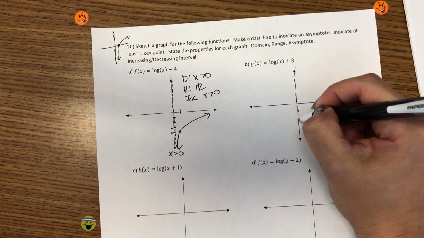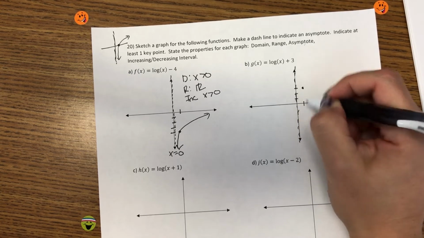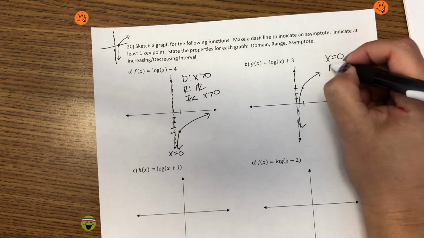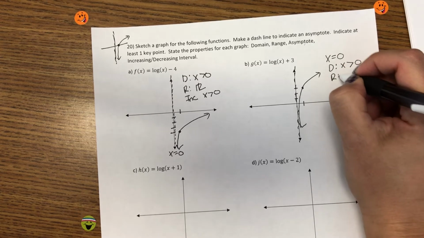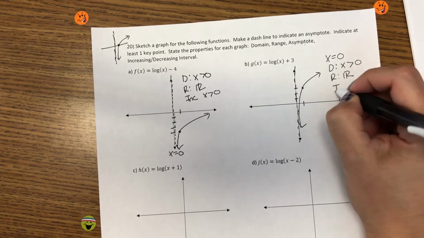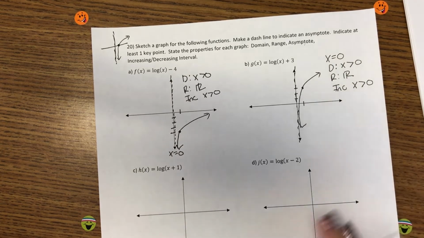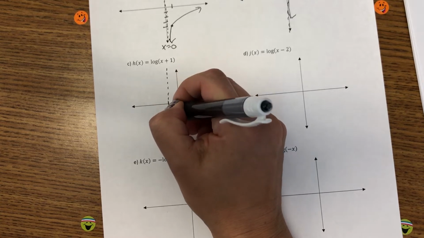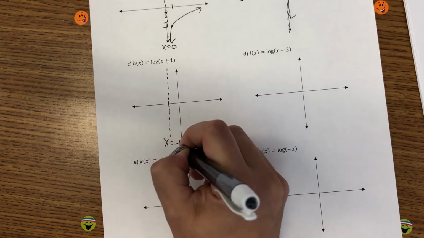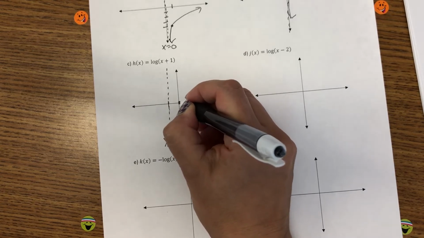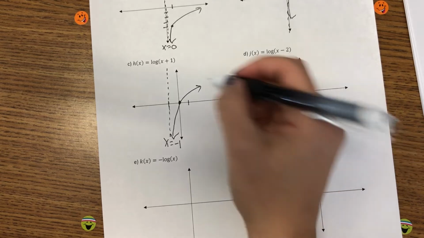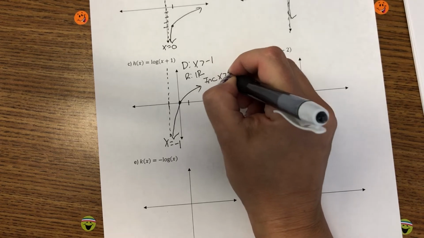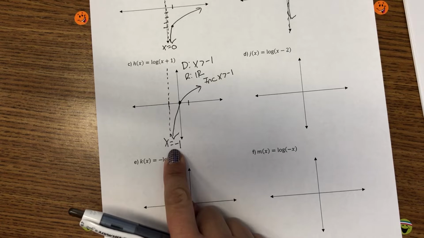Same idea for B. It's going to move my key point up 3. My asymptote is still x equals 0. Domain is x is greater than 0. Range is all reals. And it's increasing for every x greater than 0. Now this function goes left 1. So my asymptote is now at x equals -1, and my key point went from over to the left to 0. Domain is x is greater than -1. Range is all reals. We are increasing for x greater than -1, and my asymptote is x equals -1.